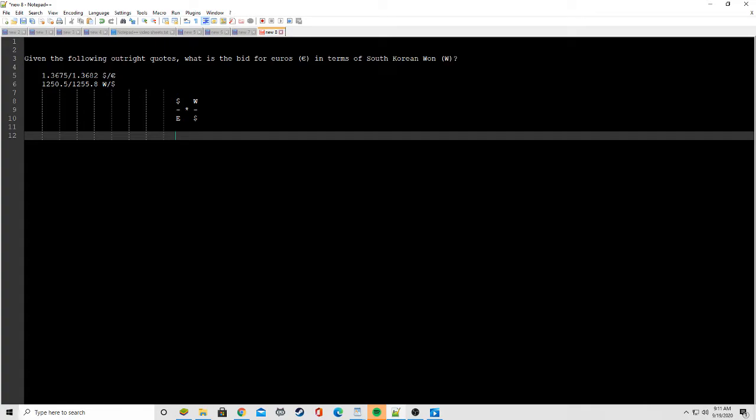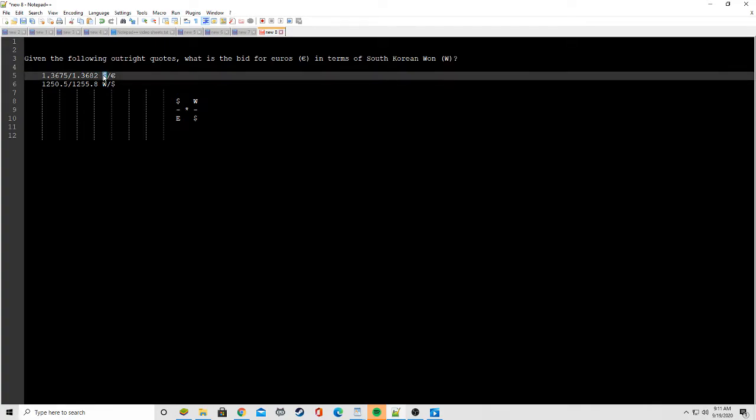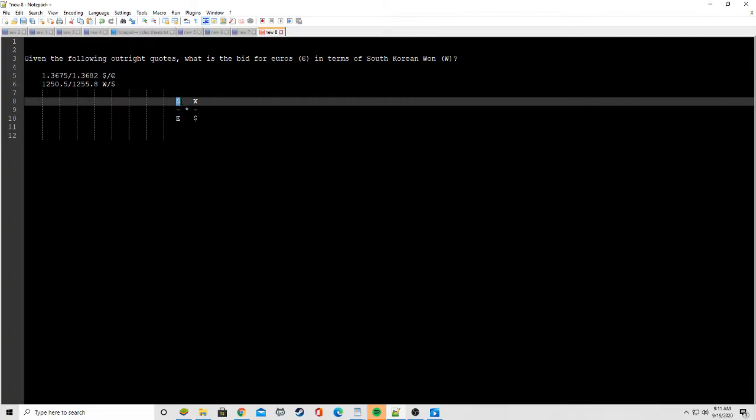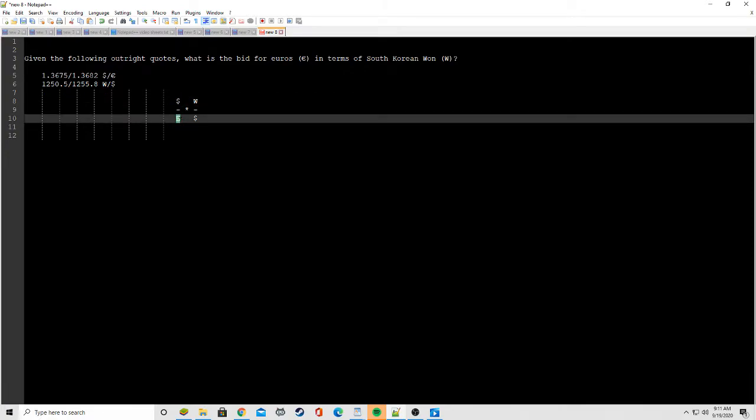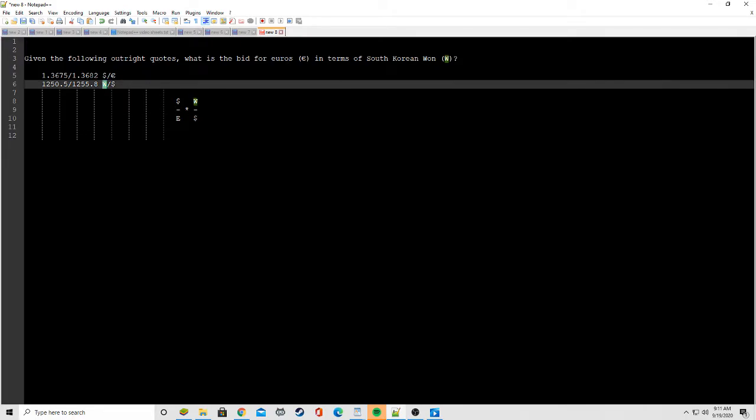Think of the U.S. dollar here as the numerator on a fraction, and the euros as the denominator of the fraction. So numerator is U.S. dollars, denominator is euros. I put the E instead of the fancy E because my keyboard can't do the fancy E, so we gotta live with this. And then the won, South Korean currency, is up here in the numerator, and the U.S. dollars is here in the denominator.